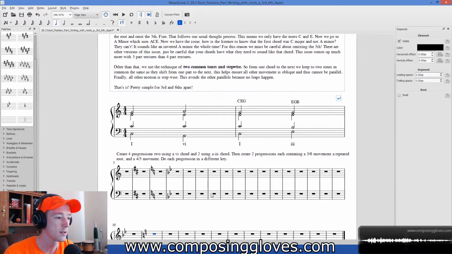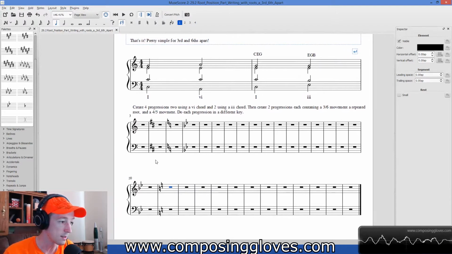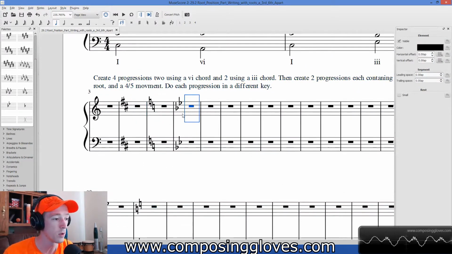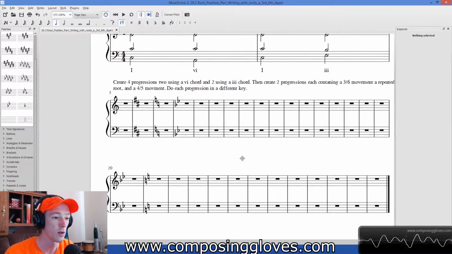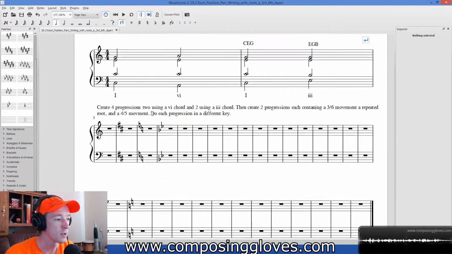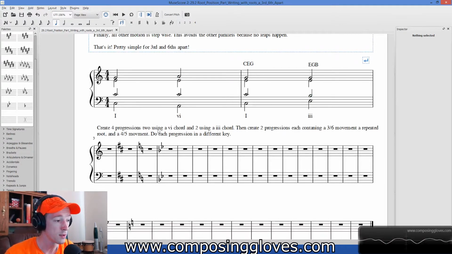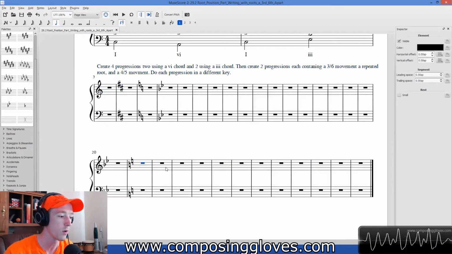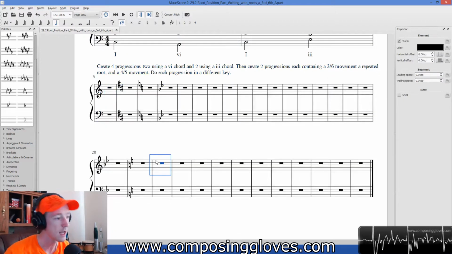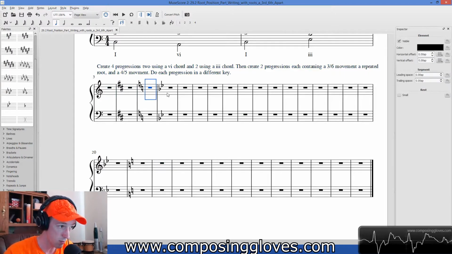So your exercise, should you choose to accept it, is this. I gave you 4 keys, but you should generally just pick different keys to work in every time. I keep most of my examples in C major just because it's usually the easiest to look at an idea for the first time. And so we say, all right, create 4 chord progressions using a 6 chord and 2 using a 3 chord. I skipped the word 2 here. Anyways, you're going to create... So there's 4 things down here, right? Each of them are going to be just like what we did down there. So you're going to do one here, one here, one here, and one here.